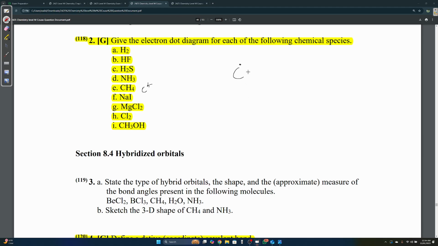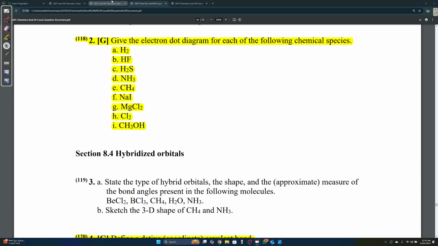So C, 1, 2, 3, 4. How many does it need? Needs 4. I have 4 hydrogens. Think of the hydrogens as just electron donors. Okay, they can give electrons for fun. So you can put this hydrogen here, this hydrogen over here, and this hydrogen over here. Easy as. And you could say this is the carbon. This is the hydrogen, hydrogen, hydrogen, hydrogen. That's what CH4 looks like.